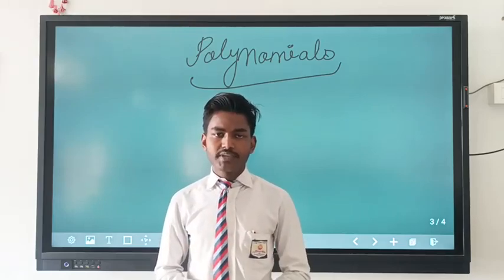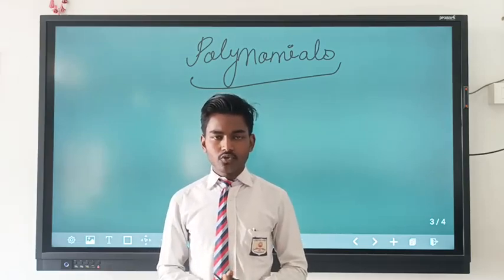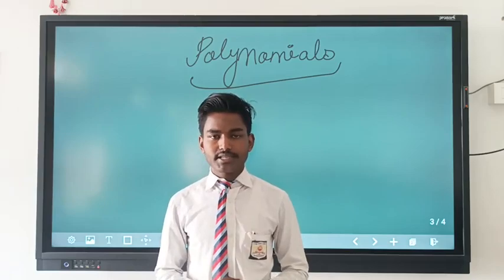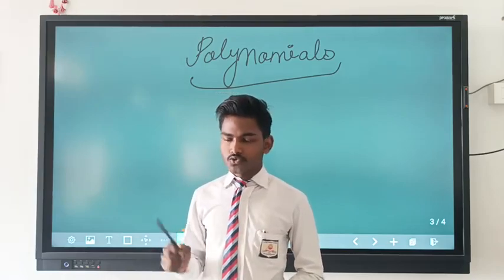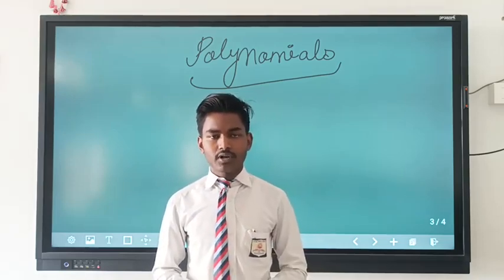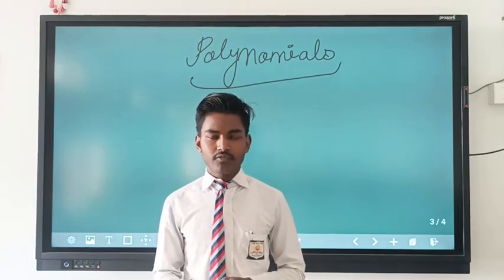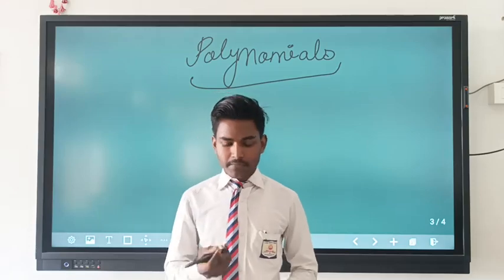Before understanding the definition of polynomials, we must know what an algebraic expression is. A combination of terms using plus and minus is known as an algebraic expression. So from here we can say that a polynomial is a special form of algebraic expression in which the variable has a whole number as its power.